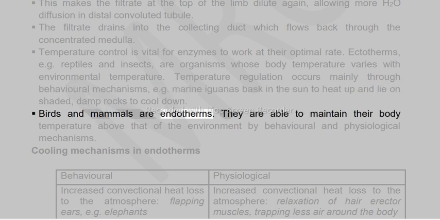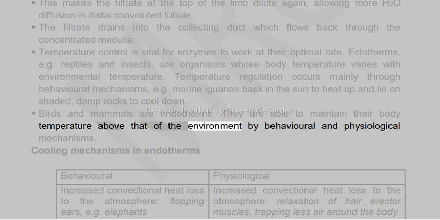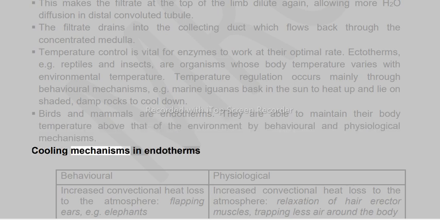Birds and mammals are endotherms. They are able to maintain their body temperature above that of the environment by behavioral and physiological mechanisms. Cooling mechanisms in endotherms. Behavioral: increased convectional heat loss to the atmosphere, flapping ears, e.g. elephants.